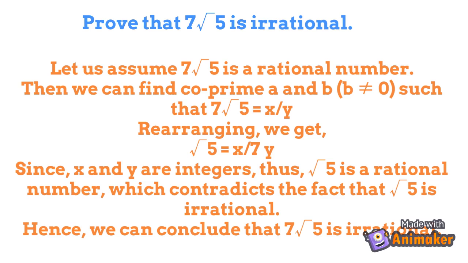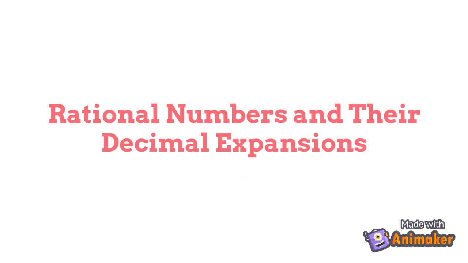Still, it will be considered an irrational number because the rule of irrational numbers says that root 5, or root of any prime, is an irrational number. So hence it is also concluded, or it is also proved, that 7 root 5 is an irrational number. We're going to see now rational numbers and their decimal expansions.